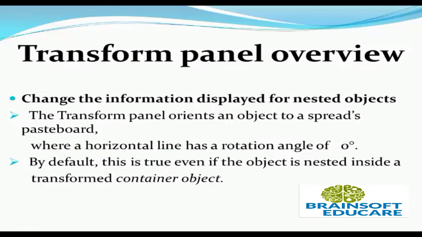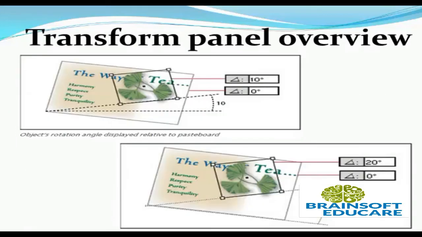For example, if you paste an unrotated graphic inside a frame, rotate the frame 10 degrees with the graphic inside, and select the graphic using the direct selection tool, the transform panel displays the graphic's rotation angle as 10 degrees. This is an example of the rotation angle.